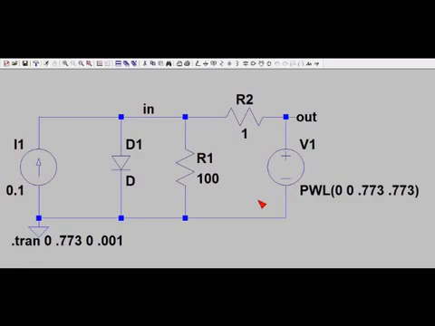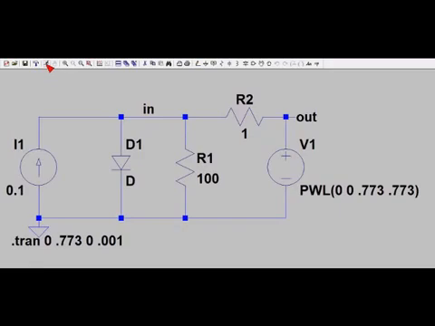Here I'm in my LTSpice program, and I've set up an electrical model for the solar cell. This diode D1 is the PN junction diode, and this current source is a measure of the light intensity that the solar cell receives. So the more light, the greater the current flow in this current source. Now this resistor R1 models the shunt resistance across the diode, and resistor R2 models the series resistance of the solar cell. Now this voltage source V1 is used to measure the current versus voltage characteristic of the solar cell. So let's take a look.